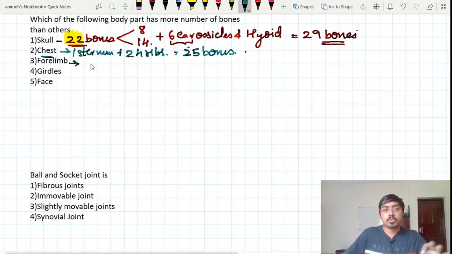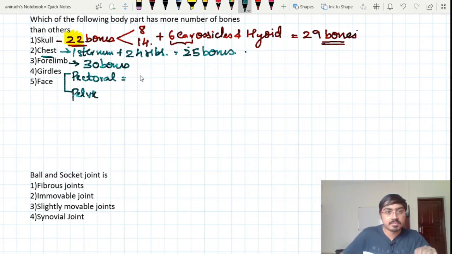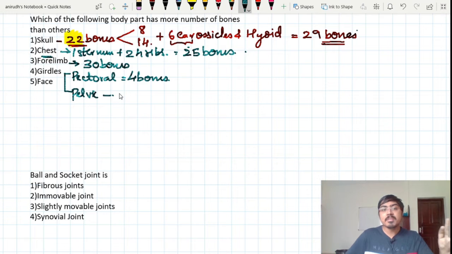Next is forelimb. I told you that any limb has 30 bones. Girdles, they have not mentioned pectoral girdle or pelvic girdle. But if you are considering pectoral girdle and pelvic girdle, let us see what is there. In pectoral girdle you have clavicle, scapula, 4 bones. Pelvic girdle, ilium, ischium, pubis on 2 sides, so 6 bones.